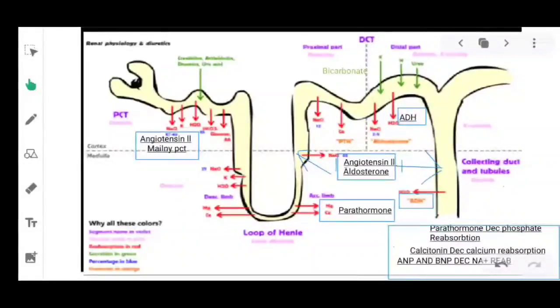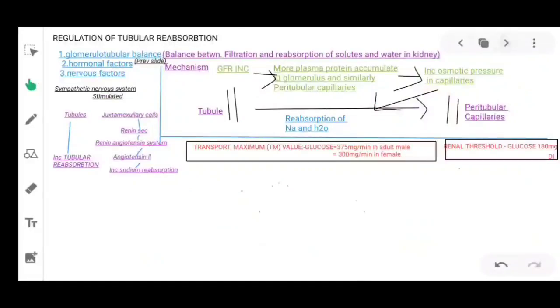Now, regulation of tubular reabsorption. This is a very important topic we are going to study. Regulation of tubular reabsorption is affected by three factors. First is glomerular-tubular balance, second is hormonal factor, third is nervous factor.